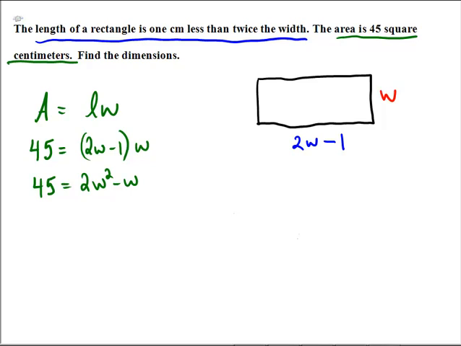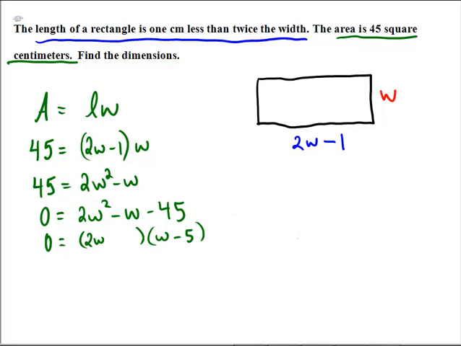Subtracting 45 from both sides yields 0 equals 2w squared minus w minus 45. And now let's see if we can factor this monster. Let's see, 0 equals 2w and w, and we need, let's see, a 45 and a negative 1. Oh, so that would be minus 5 and then plus 9. Right? Get a 9w in the middle, and we get the minus 10w on the outside. So therefore, by the zero product property, w will be either negative 9 halves or positive 5.